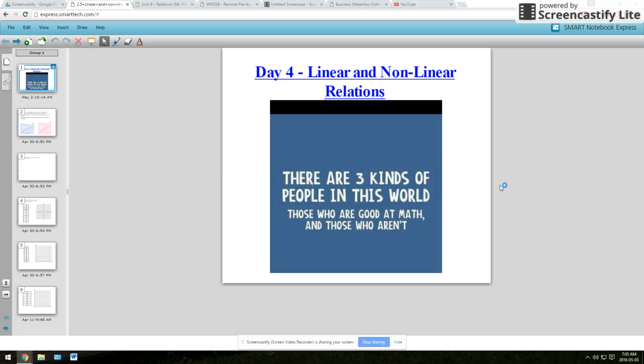Welcome to day 4, linear and nonlinear relations. So I'm going to be running through this lesson with you this morning. You can follow along on the handout provided by your teacher, and we'll do our best to get through it as painlessly as possible.